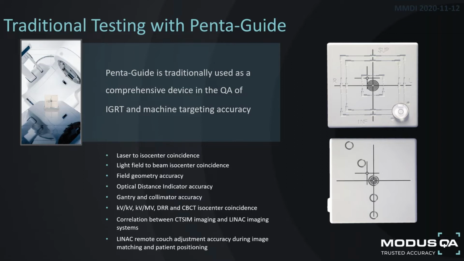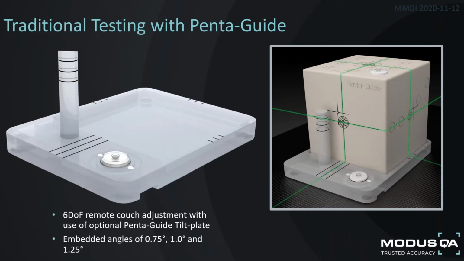Now, there are some clinics that are using more simple devices for routine daily QA and only use the Penta-Guide periodically for more robust testing or for more advanced systems offering SRS or SBRT techniques. But today I will introduce some new features that will hopefully convince those users to apply the Penta-Guide to their daily QA program. Another traditional use of the Penta-Guide is testing 6-degree of freedom couch adjustments.